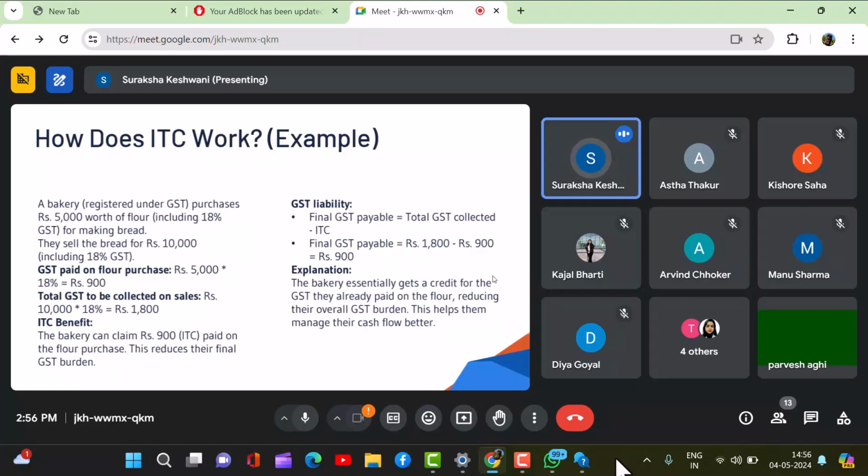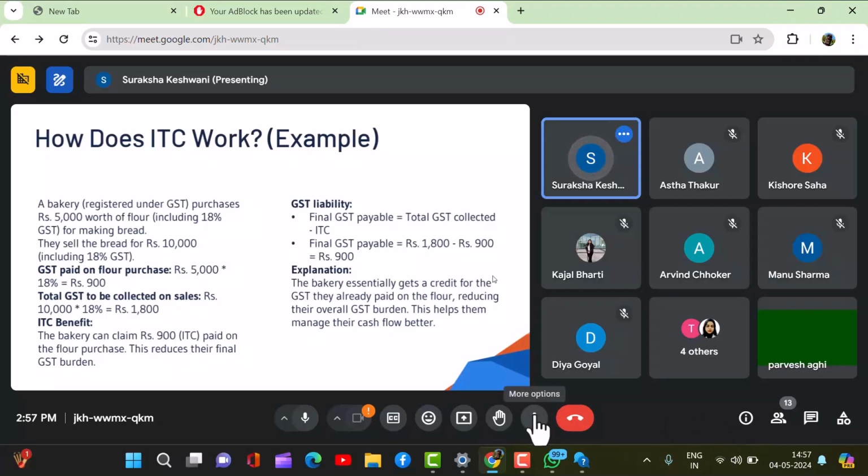Then comes the tax liability on both of them. We have paid 18% GST on the 5,000 inward supply, which is 900, and the total GST we have collected on the sales is 18% on 10,000, which is 1,800. So now we have two taxes. One is 900 and another one is 1,800, where 900 is our input tax, which is our main concept, and 1,800 is our outward tax.